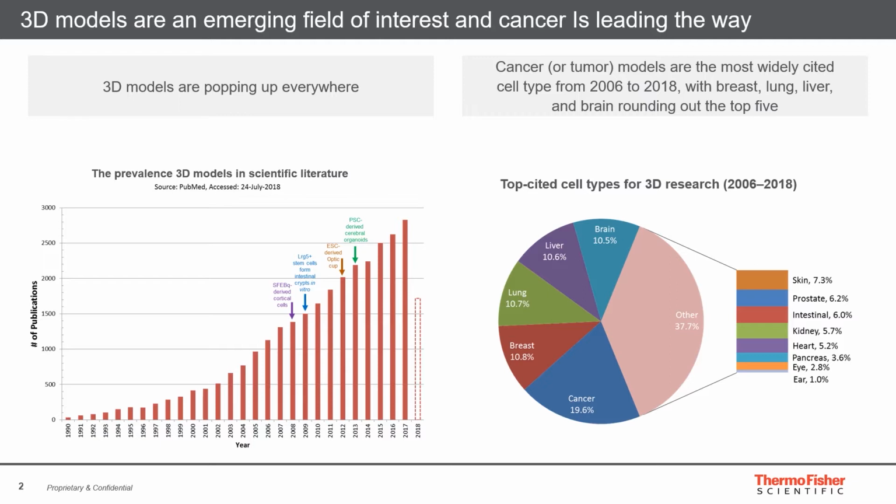At first, cancer was the main field for 3D research from 2006 to 2018. However, nowadays, researchers are using cell sources from not only major organs but also the kidney and heart, though in very small portions. It means we can make 3D models of almost every organ.